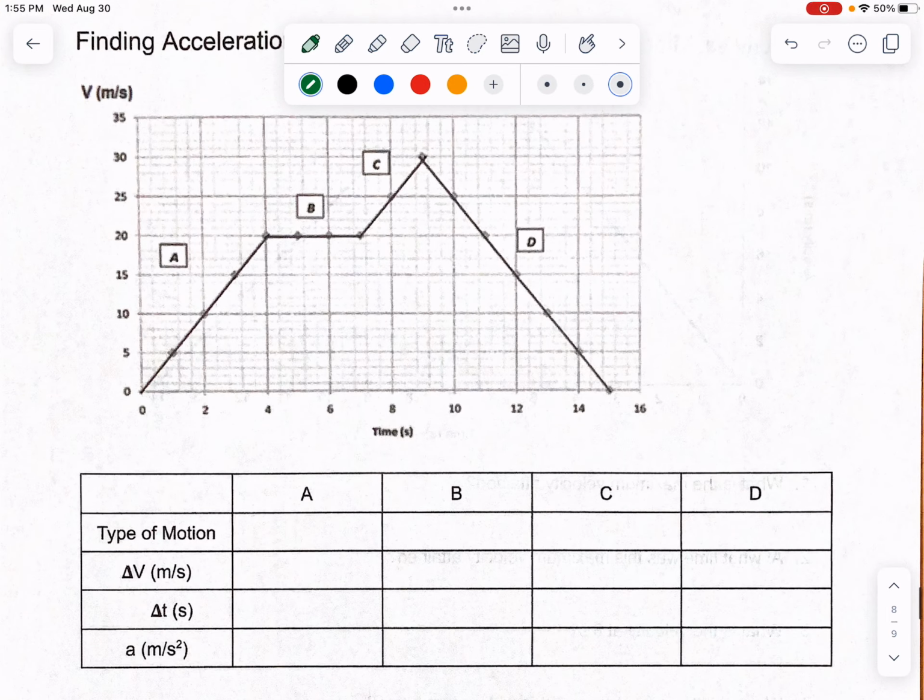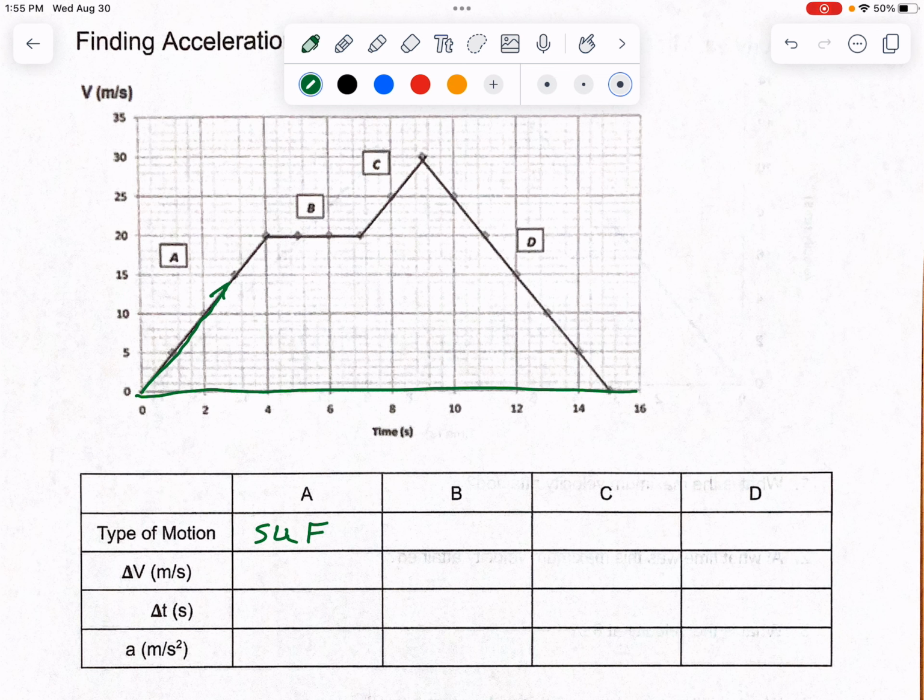On here we have A, B, C, and D. So we're going to go over types of motion, our change in velocity, our change in time, and our acceleration. So line A, I'm going away from 0. And if you notice, our x-axis is along here on the bottom. So that means there's nothing going to be negative here. We didn't go backwards at all since we're all above the x-axis. So A is going away from 0, so that's going to be speeding up forward.